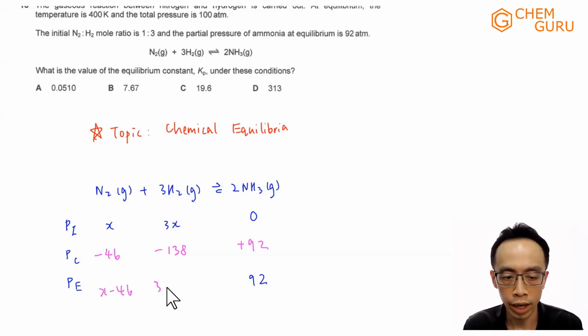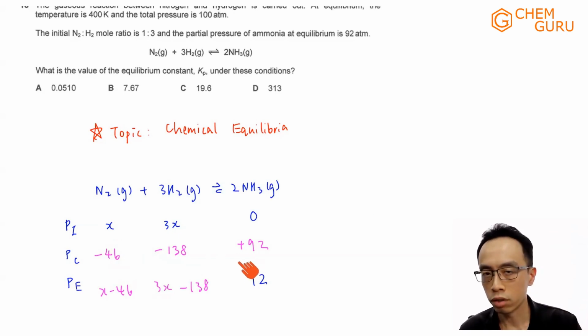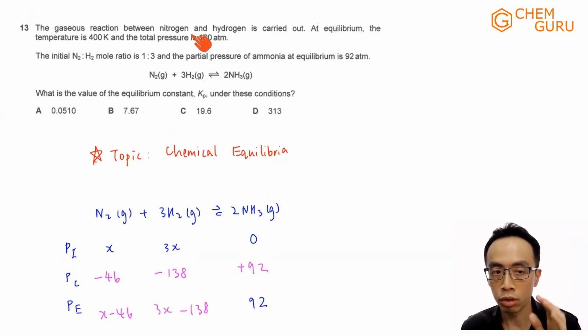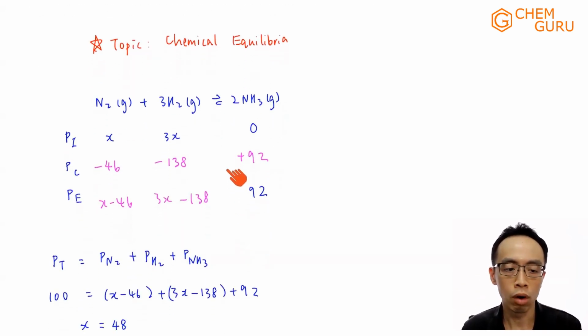This is going to be 3x minus 138. Partial pressure for ammonia is 92. So basically what we have is the partial pressure for each of these components in terms of x. But the question did give us this information, the total pressure at equilibrium is 100. So I can use that to solve for x.